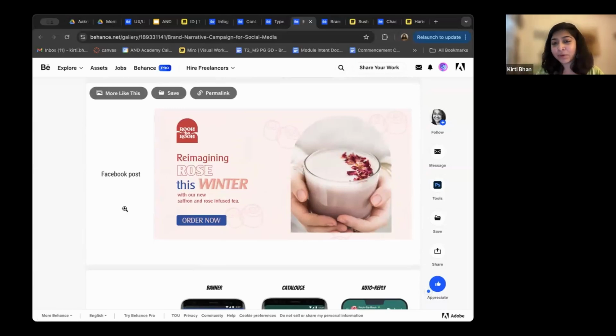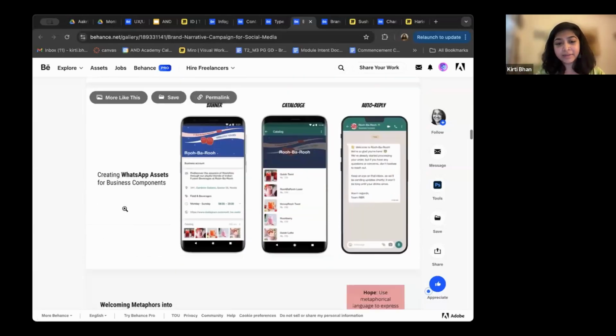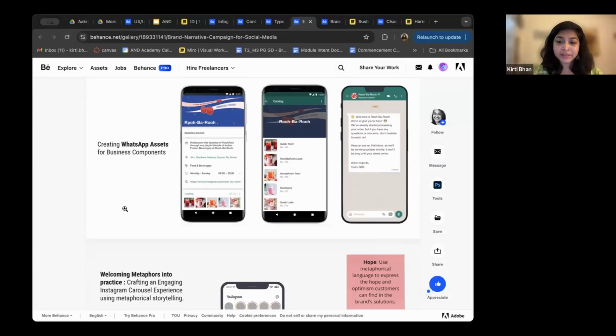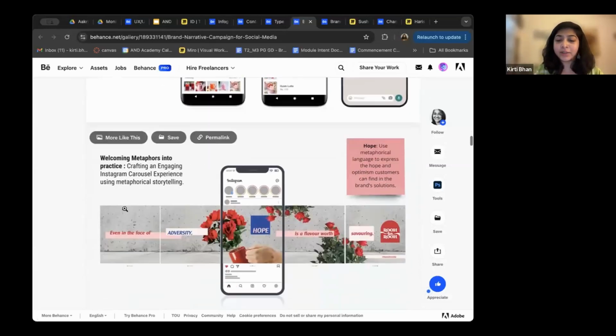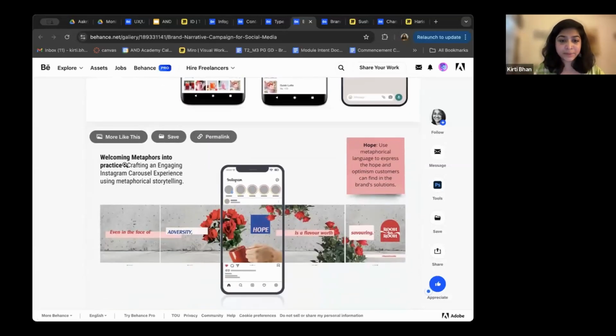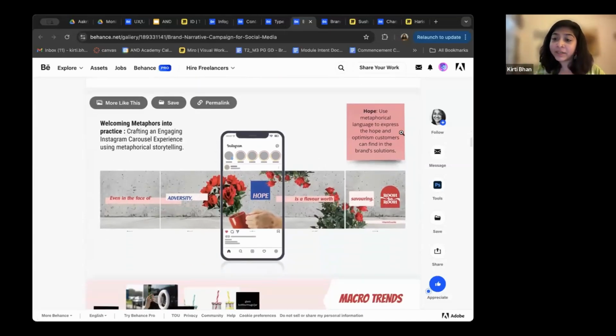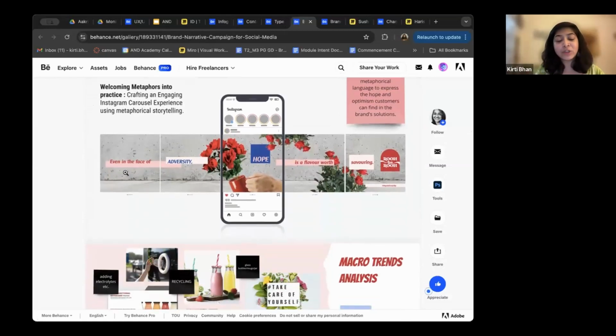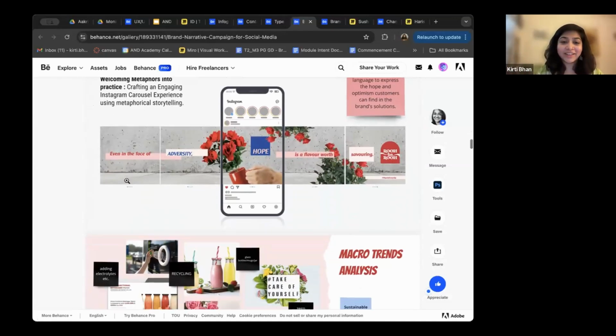Here, a Facebook post. Again, some WhatsApp assets for business components. Then using another design, another communication concept, which is metaphors. So she's using metaphorical language to express the hope and optimism customers can find in the brand's solution. So even in the face of adversity, hope is a flavor worth savoring, and how everything is connected and just feeling one.